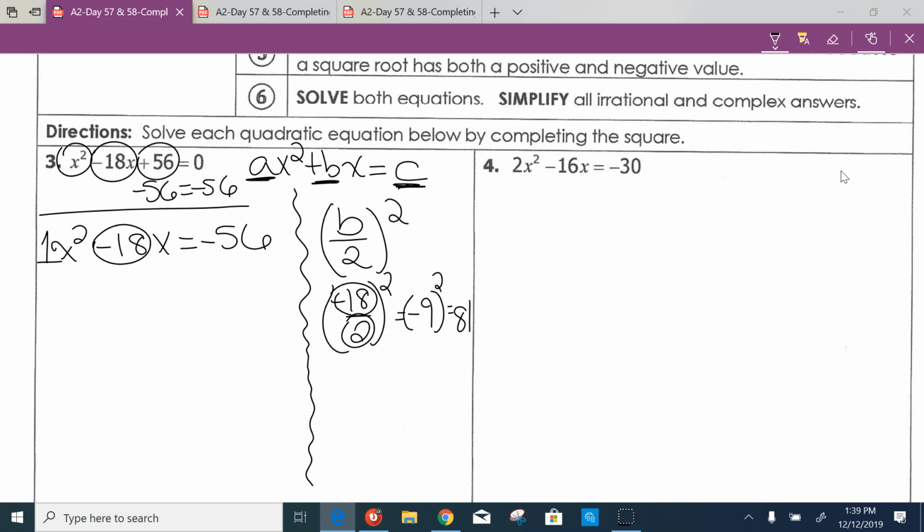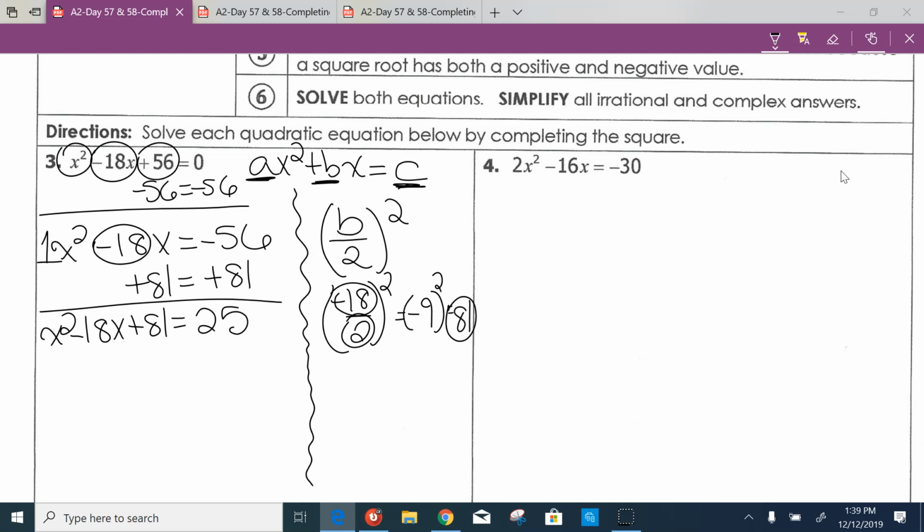So I'm going to use that number, and what it says to do is add this number to both sides of my equation. So I'm going to add an 81 on the left side of my equal sign, and on the right side of my equal sign. So now what I have on the left side is my 1x squared minus 18x plus 81. On the right side, I have negative 56 plus 81, which is 25. So now it looks like the problem we had above.